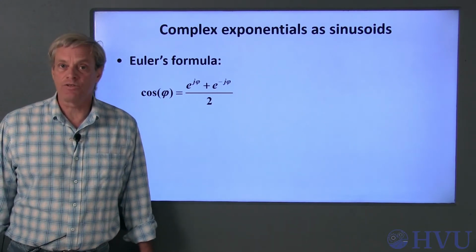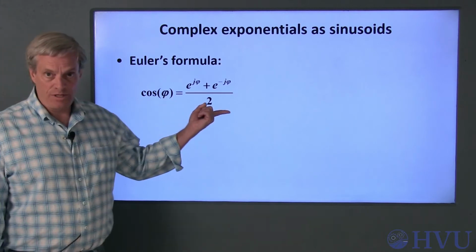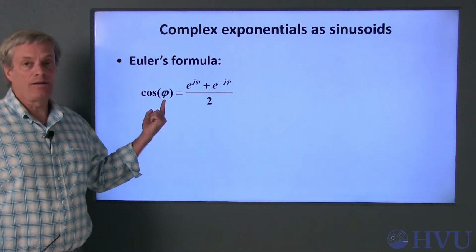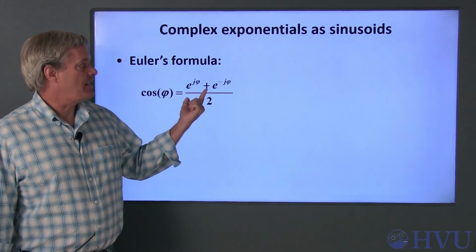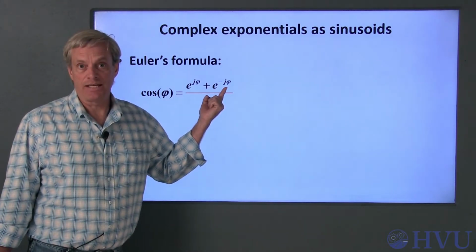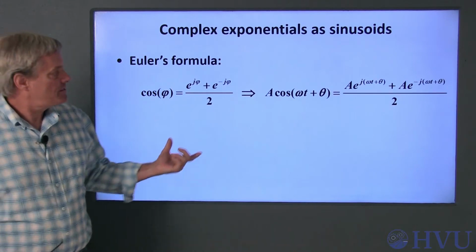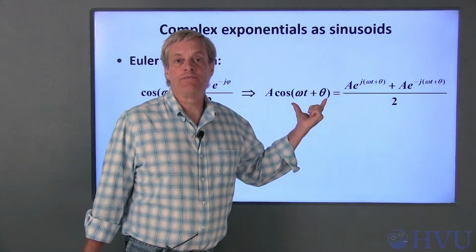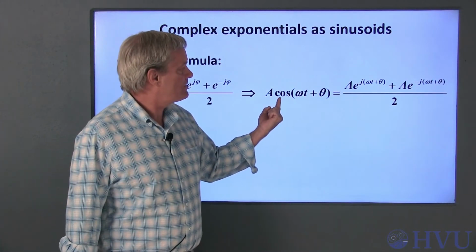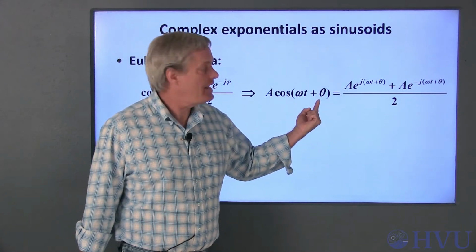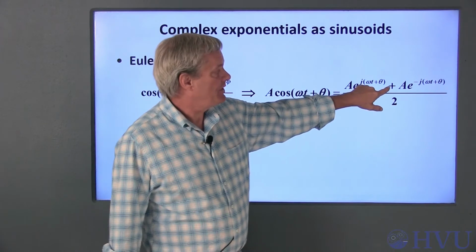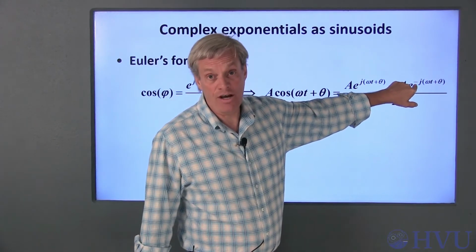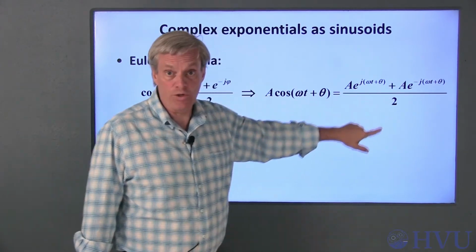In the second order system response unit, I pointed out that cosines, sines, and complex exponentials are all types of sinusoids. Per Euler's equation, the cosine of some angle, psi, can be represented as 1/2 times e to the j psi plus e to the minus j psi. We can generalize this by making the angle a function of time. That means that A times the cosine of omega t plus theta is equal to A times e to the j(omega t plus theta) plus A times e to the negative j(omega t plus theta), all over 2.